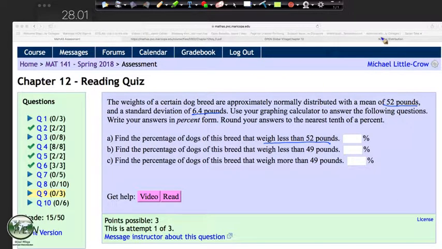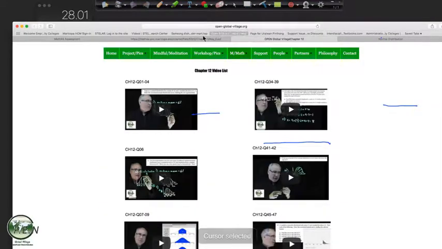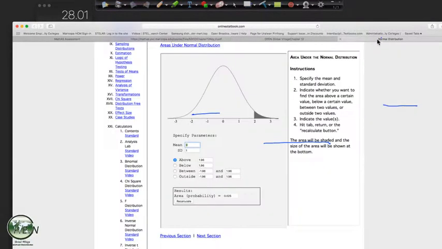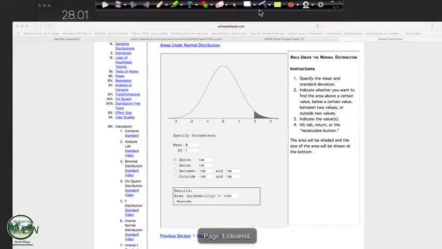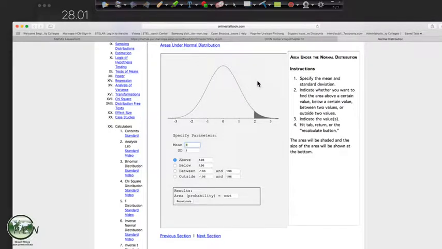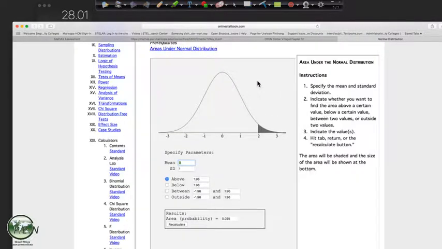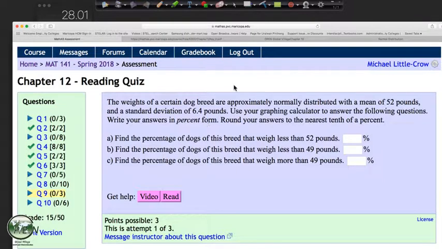What I'm going to do is show you with the calculator. In this calculator, there's a place to put the mean. I'll put that in there, 52. There's a place to put the standard deviation. Does anyone remember what that was? 6.4. There it is.